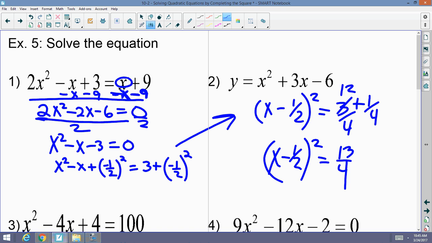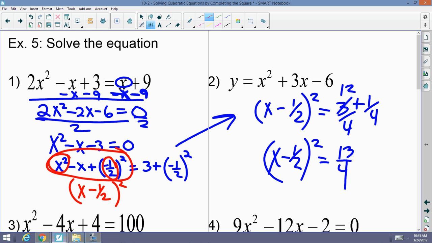I'm going to stop right there for a second. How did he get this? Well, I'm going to factor this trinomial that's a perfect square. So I took the square root of my first term, which was x, and I took the inside part, I took the b over 2, and I placed it there, and I squared it. That's how I got x minus 1/2 squared. Equals 3 plus 1/4, common denominator. That's how I got 13/4.